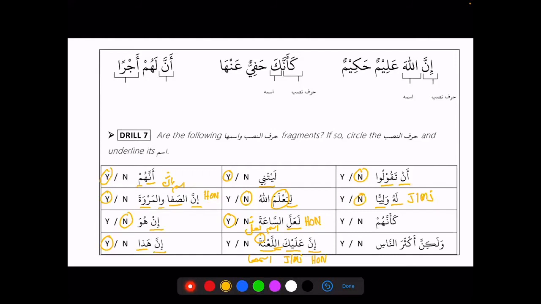Okay. Ka'annahum. Yes. So ka'anna is harfu nasab and hum is its ism. So this is yes. Walakinna akthara nasa. Yes. Lakin. So lakinna is harfu nasab and akthara is ismu lakinna, and annas is something else. So this is yes.